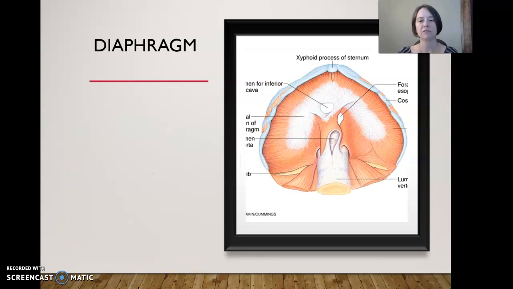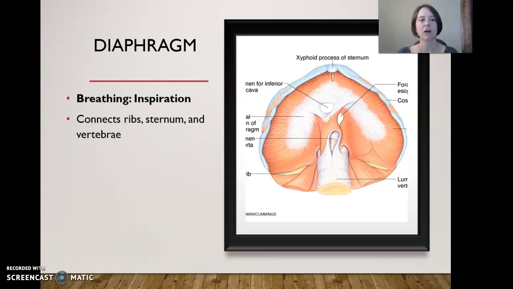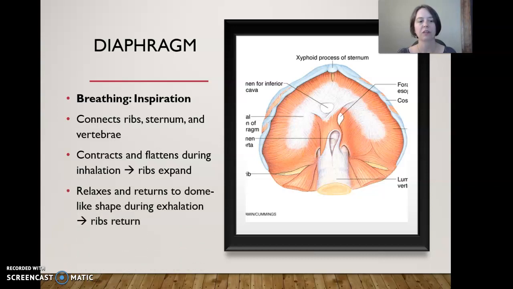Okay, moving on to the diaphragm. It helps with breathing, which is inspiration. You inspire, you breathe in, and then expiration, expire, you breathe out. Okay, they connect the ribs and the sternum to the vertebrae, and when it contracts, it flattens during inhalation and your ribs expand. And when it relaxes, it returns to the dome-like shape during exhalation and your ribs return. And this is going to separate the thoracic and abdominal cavities.